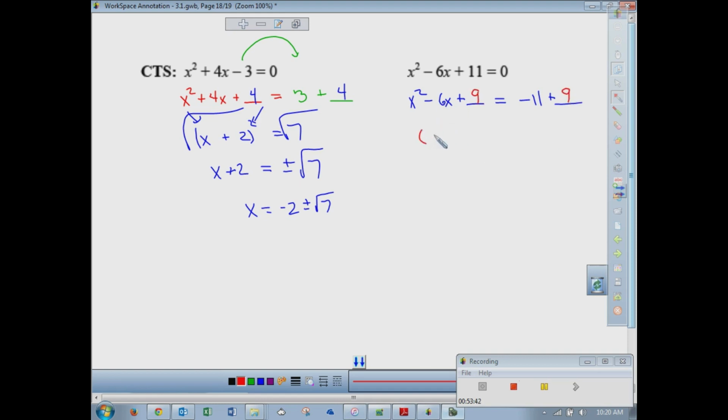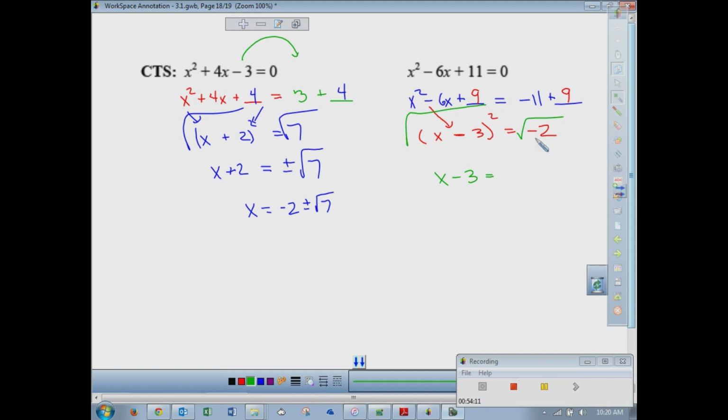This factors to x and 3, quantity squared, and the sign is negative, right? That sign right there is negative. Negative 11 plus 9. Uh-oh! How much? Negative 2. Uh-oh! SpaghettiOs! Now we have to square root both sides. When you square root this side and square root this side, this becomes x minus 3, and this can't happen in the real number system.